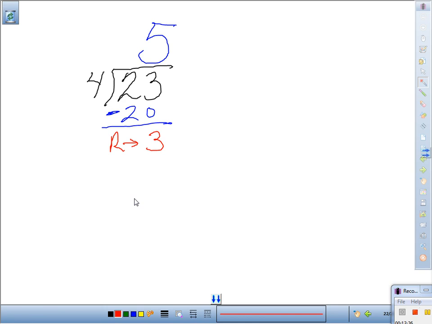Yes? Now, your teachers in elementary showed you how to write this with the remainder. Here it goes. My whole number is what? 5. What's my remainder? 3.